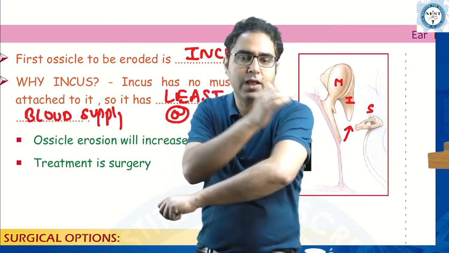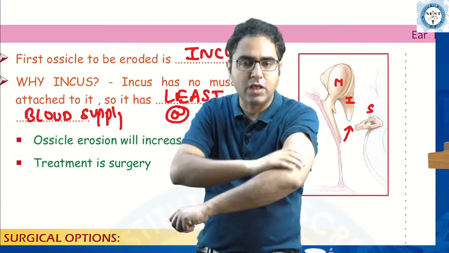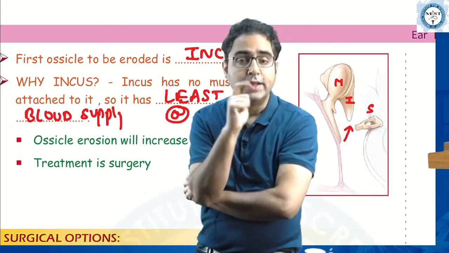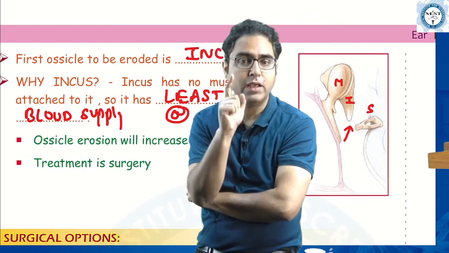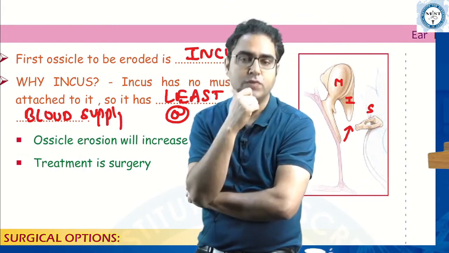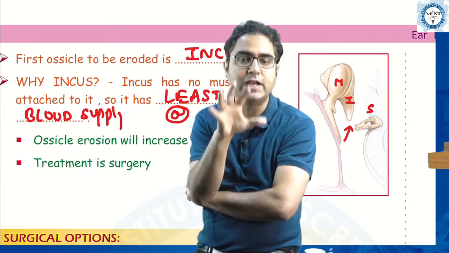Look at me, I hope you know, every muscle brings some blood supply for the bone. Incus has no muscle. Therefore, incus has least blood supply. Already an avascular ossicle. It means it is easy to damage this one. Disease can easily eat away this ossicle.